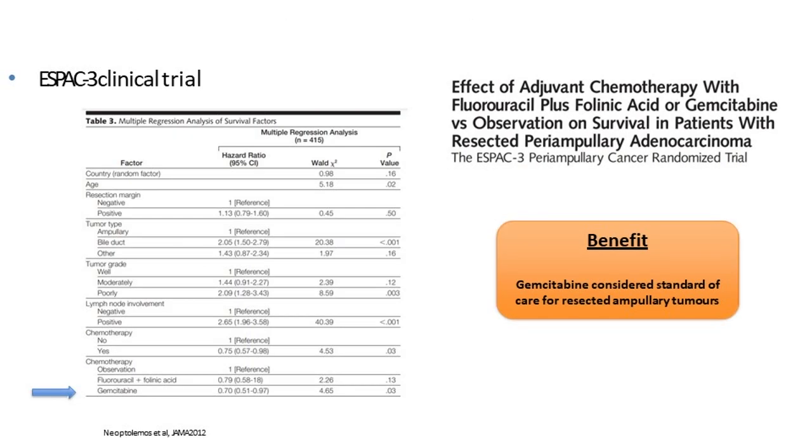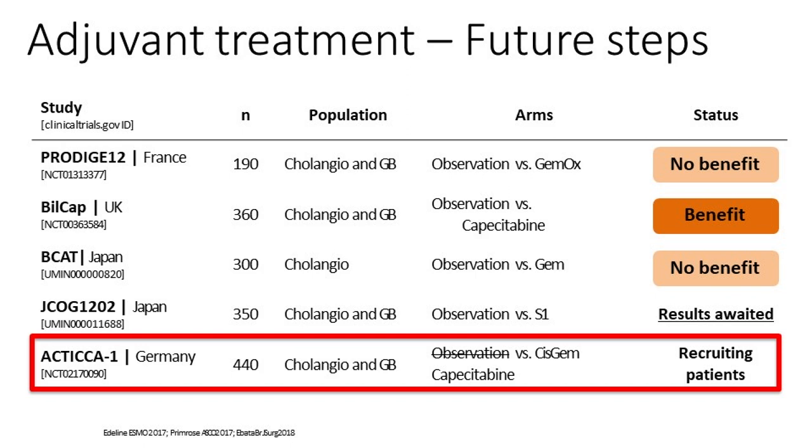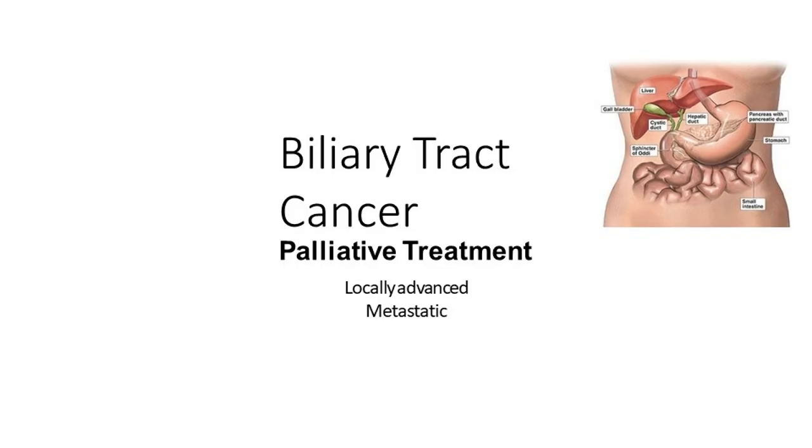And also, like in pancreatic cancer, people have tried to use multiple combinations. Those trials are still ongoing. As of now, there is a trial going on which is comparing cisplatin gemcitabine versus capecitabine. This is still ongoing, but as of now, the only positive trial which we have is the BILCAP trial, and based on that, we use capecitabine for biliary tract cancer.